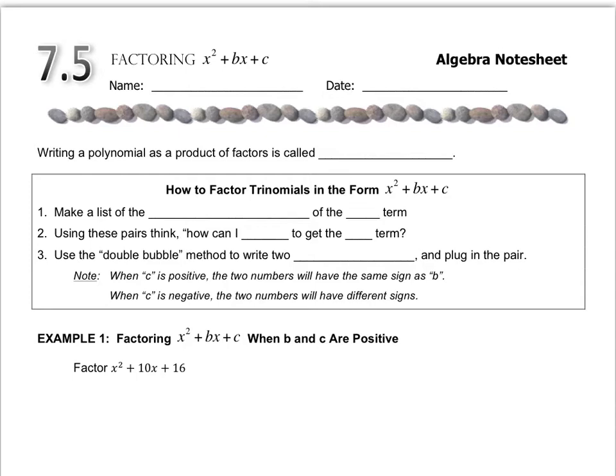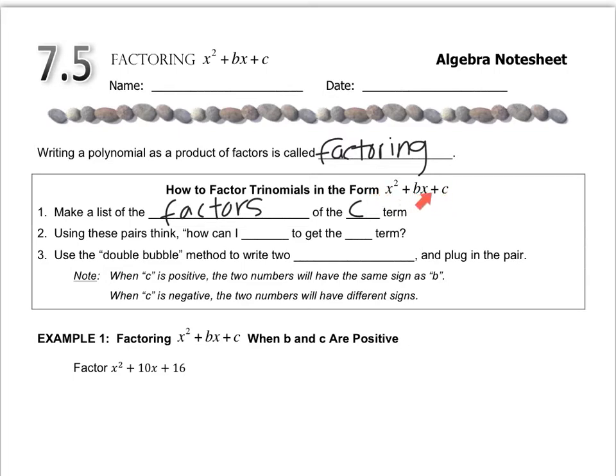So we're going to look very specifically at a trinomial in this specific form, x squared plus bx plus c. When you write a polynomial as a product of its factors, it's called factoring. Here's how you do it. The first thing that you do is you make a list of the factors of the c term. So factors are two numbers that multiply to get the number, and the c term would be this constant term, the one that does not have the variable.